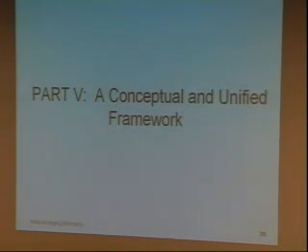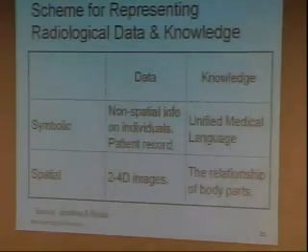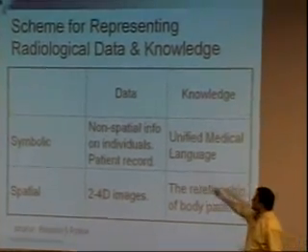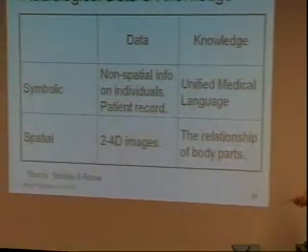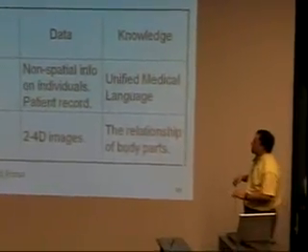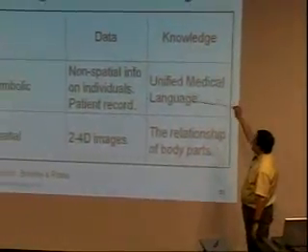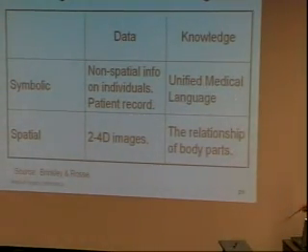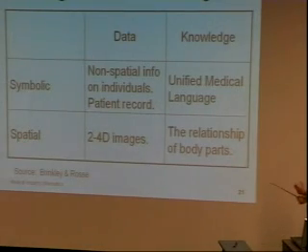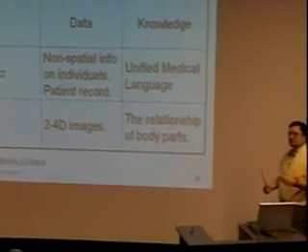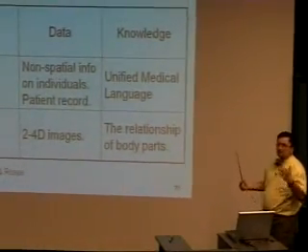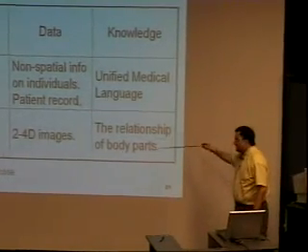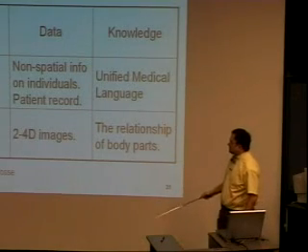So what is this conceptual framework that I'm talking about? Well, Brinkley and Rosse have a very ambitious project where they see all medical imaging informatics along two axes. First as data and knowledge, and then as symbolic and spatial. So spatial data is simply the two-dimensional, three-dimensional, and four-dimensional images. It's the images themselves. The spatial knowledge is the relationship between the body parts.